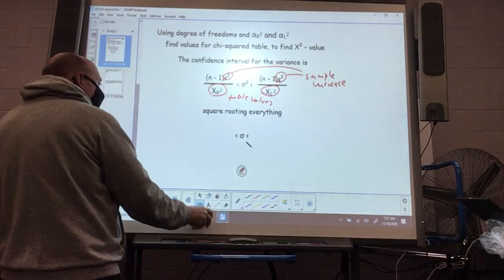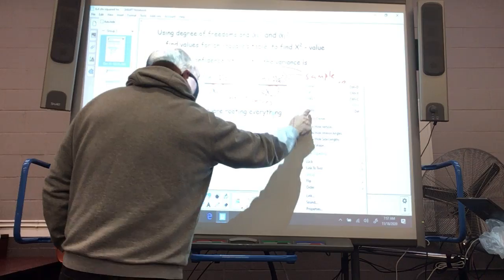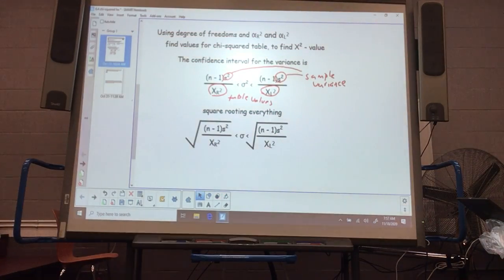Square rooting everything gives our confidence interval for our standard deviation. We just square root the values. Once again, it's important to pay attention to the verbiage in the problem, because sometimes you'll have to square the sample standard deviation, sometimes you will not. Sometimes it's going to be given to you as a standard deviation, sometimes it's going to be the variance.